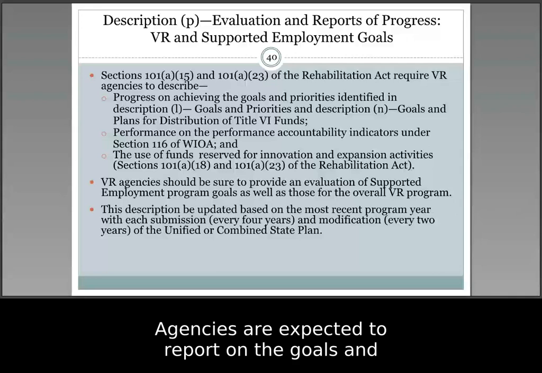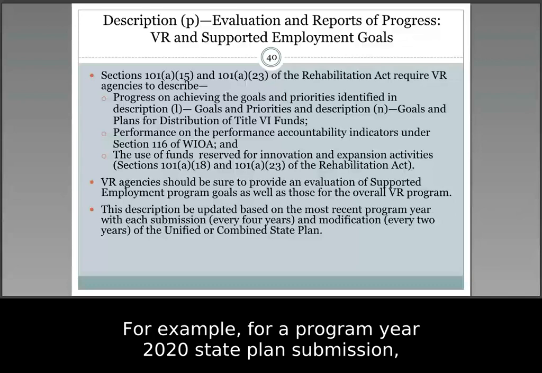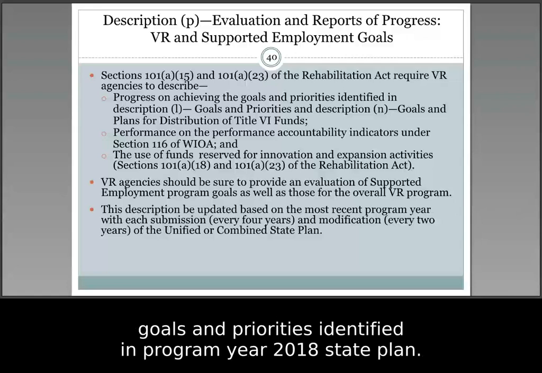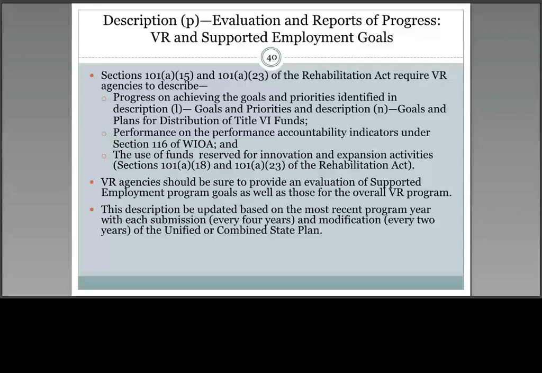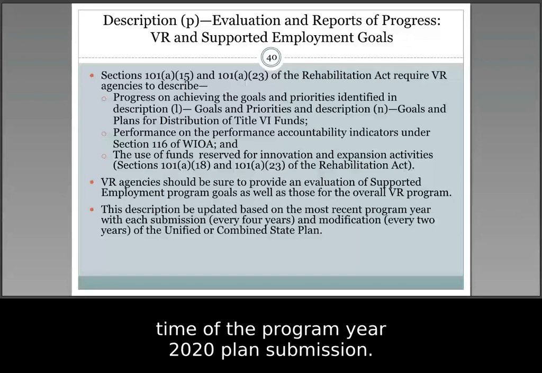Agencies are expected to report on the goals and priorities for the most recently completed program year. For example, for program year 2020 state plan submission, the agency will evaluate the progress towards achieving the goals and priorities identified in the program year 2018 state plan for the most recently completed year at the time of the program year 2020 plan submission.